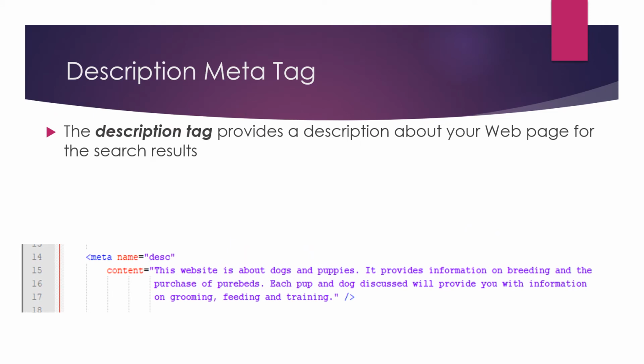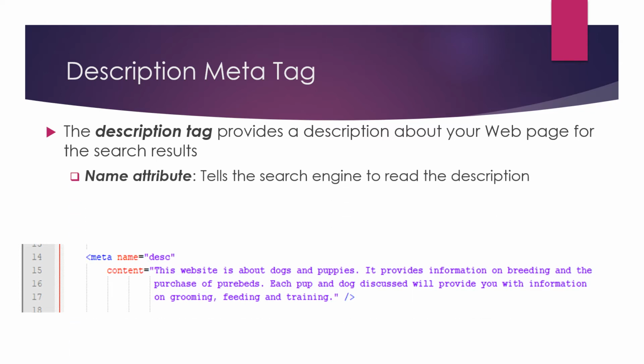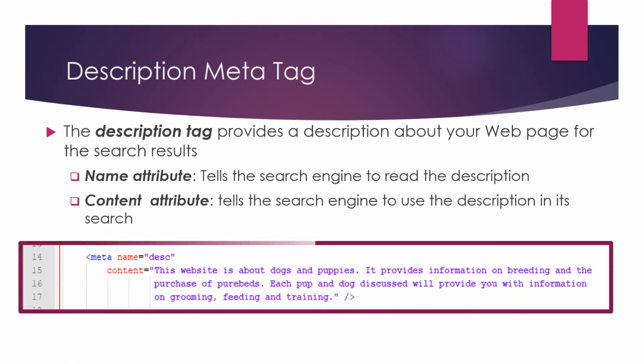The description metadata tag describes your website. So if you look at the bottom, you're going to see the meta name equals description. Notice that the meta description tag uses the name attribute as well as the content. And notice the content describes the website. This content could possibly show up in the actual engine search where they give you a short description of that particular website.